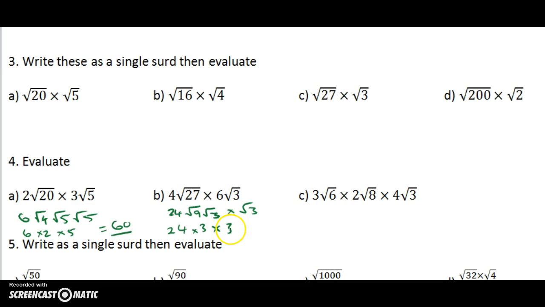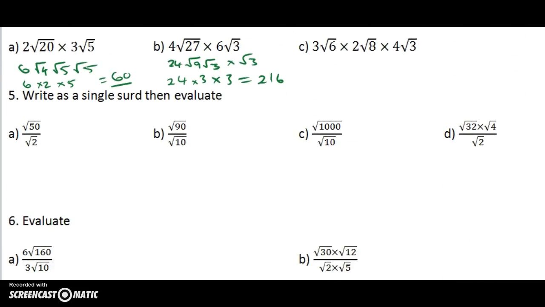And then 72 times 3, just to make sure. 72 times 3. 2 3s are 6. 3 7s are 21. So the answer is 216.